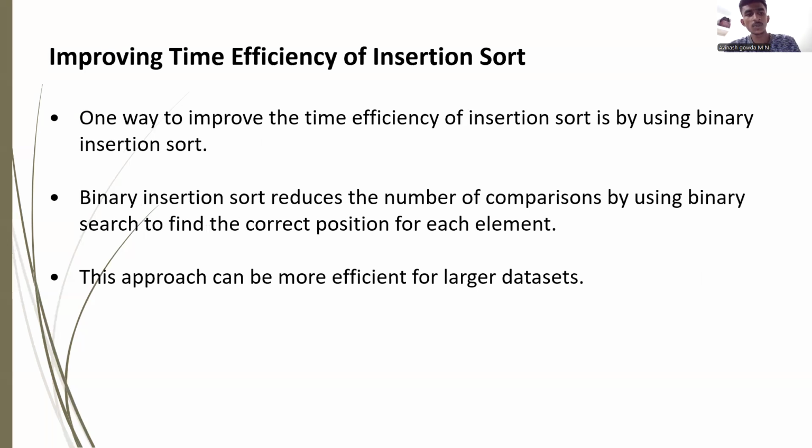Next, improving the time efficiency of insertion sort. One way to improve the time efficiency of insertion sort is by using binary insertion sort. Binary insertion sort reduces the number of comparisons by using a binary search to find the correct position for each element. This approach can be more efficient for large datasets.